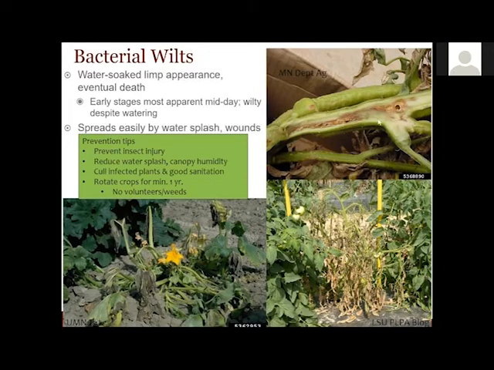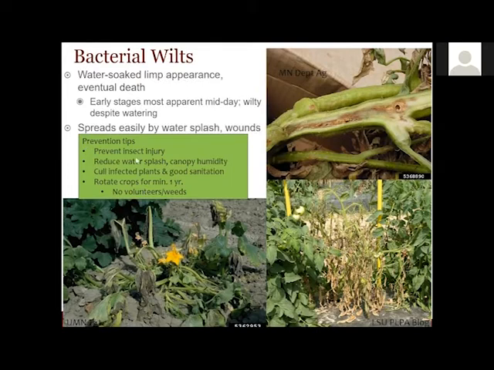Here you can see a tomato stem that's been cut lengthwise, and this chocolatey, rotten looking area is actually bacterial wilt inside the stem. As you can see, it has completely decimated the vascular tissue. This does spread easily by water splash and wounds, particularly insect feeding.